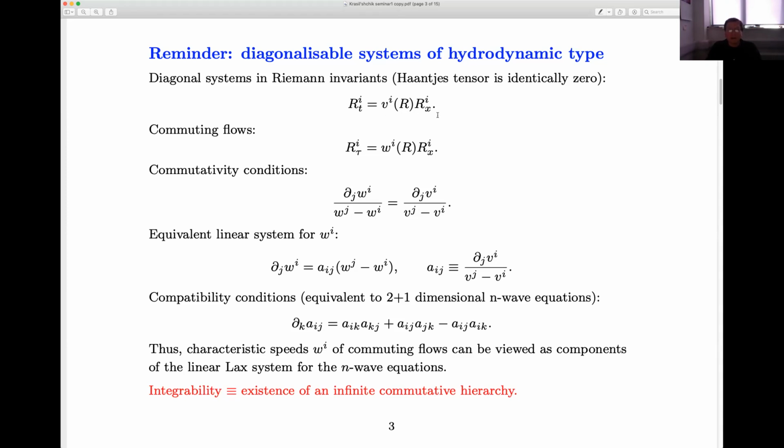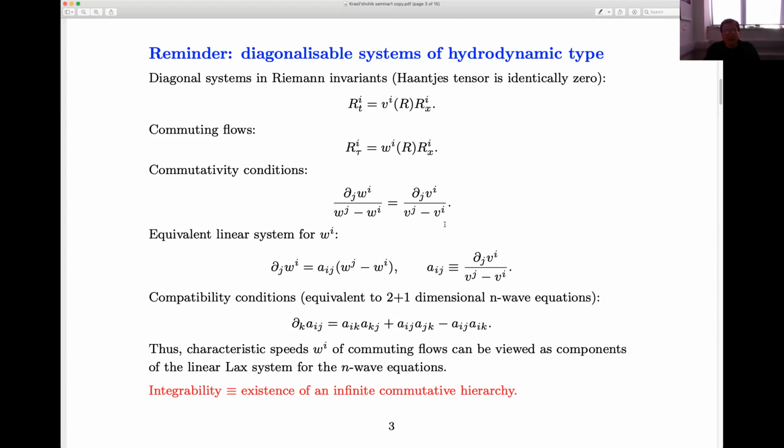For diagonal systems, commuting flows are also diagonal, but they have different eigenvalues, different characteristic speeds w_i, and the commutativity condition between these two systems is written down here. These conditions look symmetric in v and w, because it's a symmetric condition that two systems are compatible. This is equivalent to the requirement that R^i_{tτ} equals R^i_{τt}, mixed derivatives commute. So the R^i exist as functions of three variables, x, t, and τ.